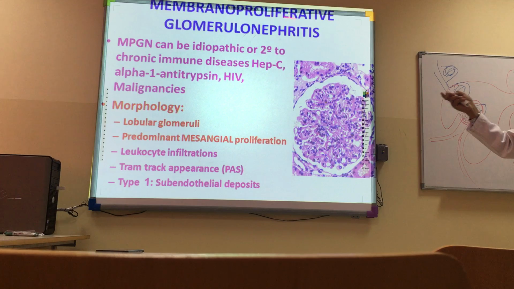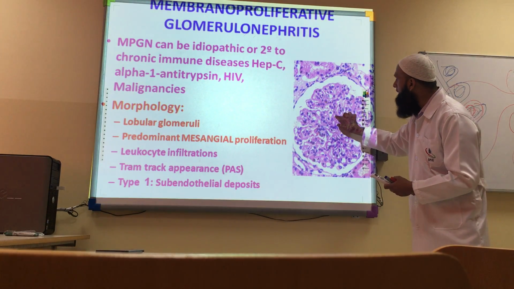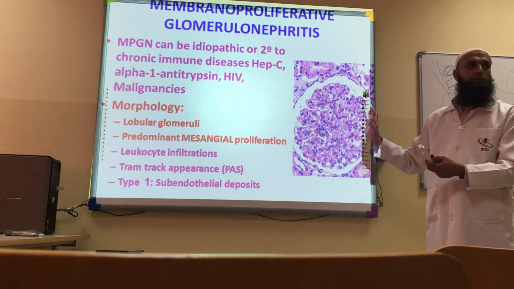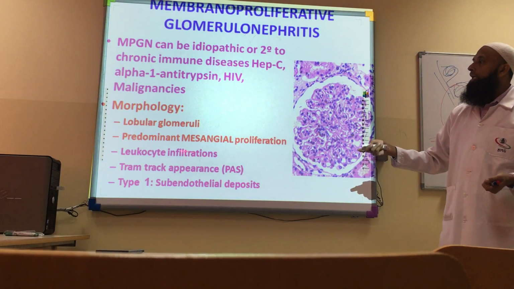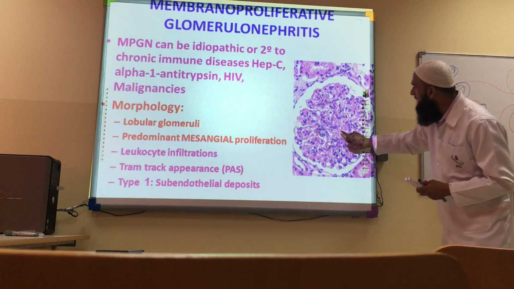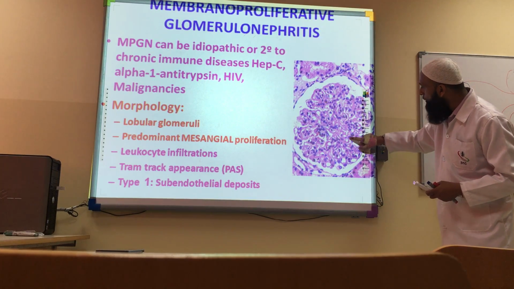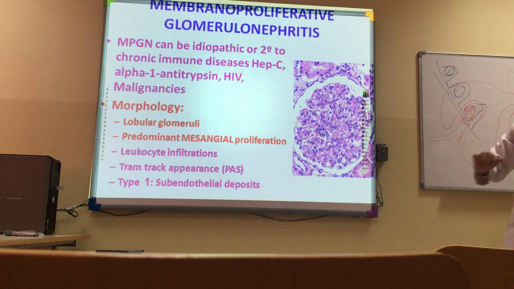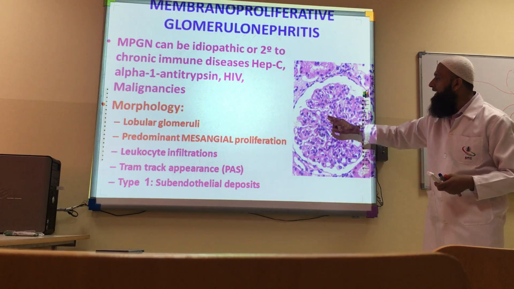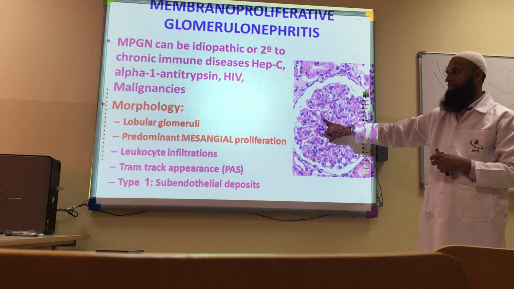And the difference between membranous and membranoproliferative is that there is predominant mesangial proliferation. So here the mesangium in the center is typically very hypercellular. There is a lot of cellularity, or mesangial damage. Leukocyte infiltration: besides them, here and there, you will find some neutrophils. You know what neutrophils look like, multilobulated nuclei. They are typically seen in many places in the glomeruli of membranoproliferative.